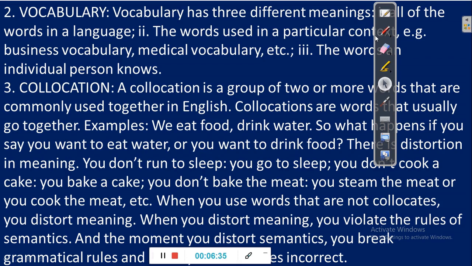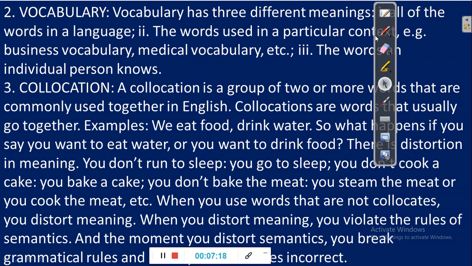Collocations are words that usually go together. For example, we eat food, we drink water. So what happens if you say you want to eat water or you want to drink food? Of course, there is a distortion in meaning here. You don't speak like that. For example, people say they want to go to sleep. You don't say you want to run to sleep, all right? You cannot say you want to cook a cake. You have to use the word that collocates with cake, and that is bake. You can bake a cake. You don't bake the meat, you steam the meat or you cook the meat.